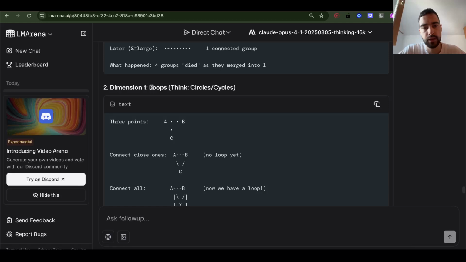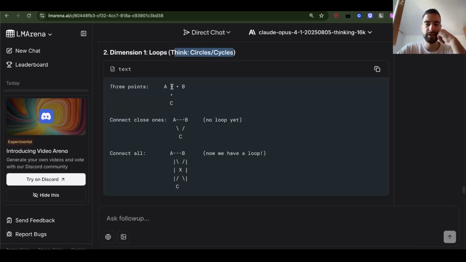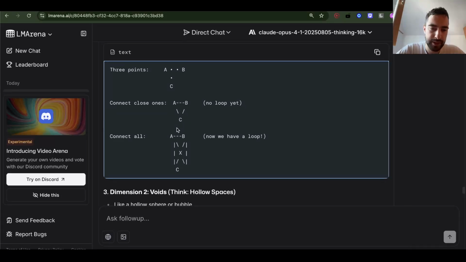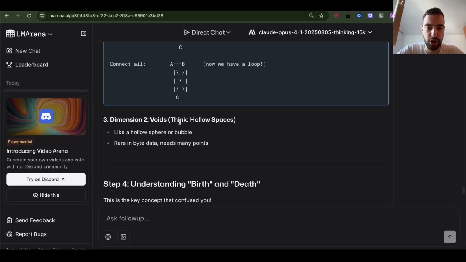Dimension 1, loops. Think circles, cycles. 3 points A, B, C. Connect close ones. So I guess it connected A and C and B and C. No loop yet. Connect all. Not sure what, but okay, so now I guess all are connected and there is a loop. Dimension 2, voids, think hollow spaces, like a hollow sphere or bubble, rare in byte data, needs many points.